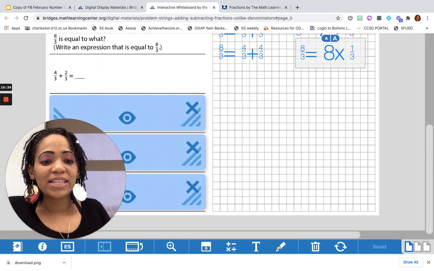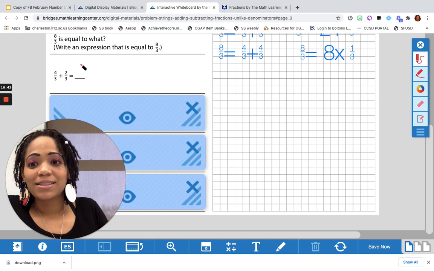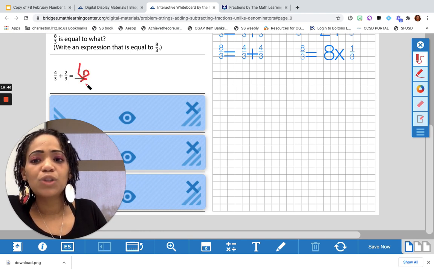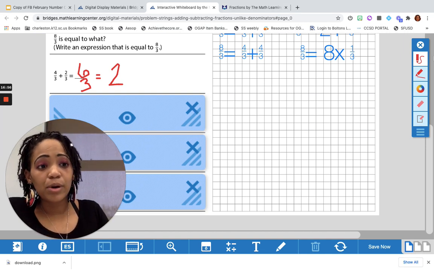So we did this problem. 4/3 plus 2/3 is 6/3. Whoop, that's a funky looking 6. Let's try that again. 6/3, which we know is the same thing as saying 2 wholes because we did it earlier, right? Now remember, our problems are related, okay? So let's keep going.